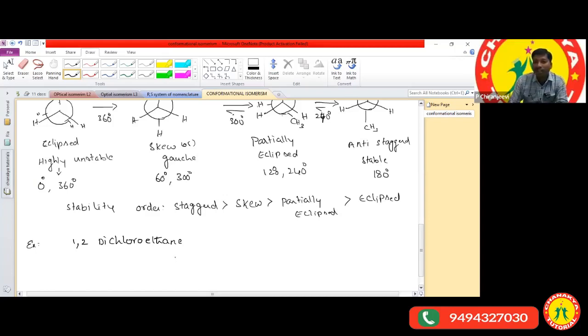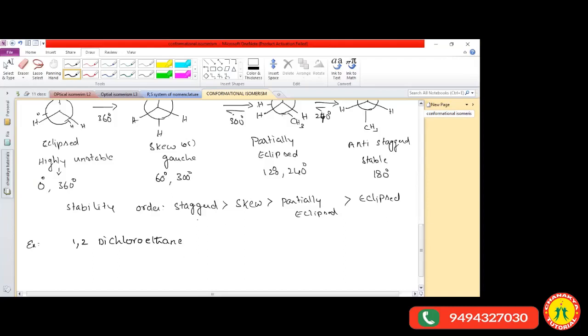Now, Aditi, my question is: in 1,2-dichloroethane, which form is more stable? Because we are getting some different structures. What are the structures we are getting? The 180-degree one, because of opposite charges it will be more stable.